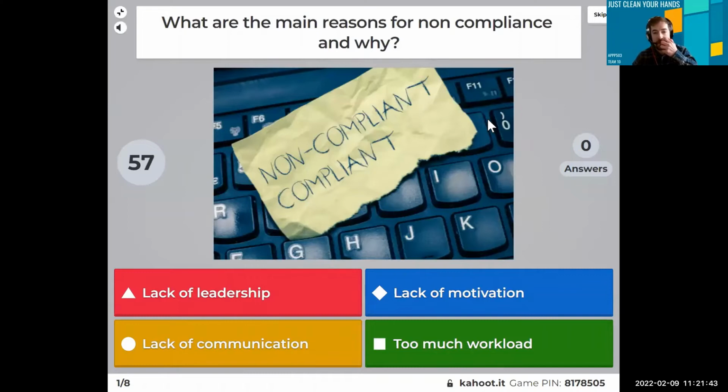So you should now see on your phone the color code. Is it lack of motivation, lack of leadership, lack of communication, too much workload, maybe all? For those who may be colorblind, there are also symbols that you see on your phone. Whoever has not had the chance to join, you see the link at the bottom, kahoot.it with the game pin.